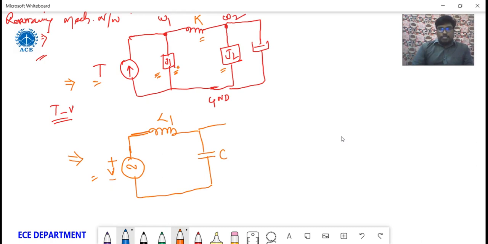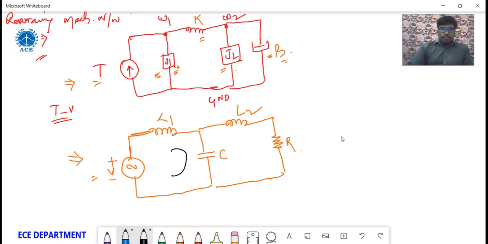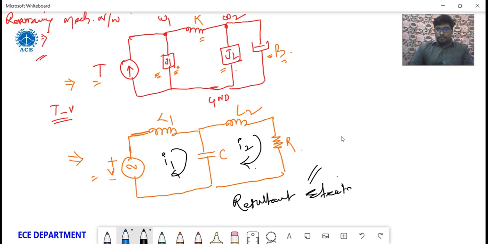And again J2, it is in parallel, then we need to draw that one in series. Now this is also parallel, then we draw that one likewise. So this is B. Damper B becomes resistance. Now this is our final network, with current I1 and this one current I2. So this is the resultant electrical network. This is TV.